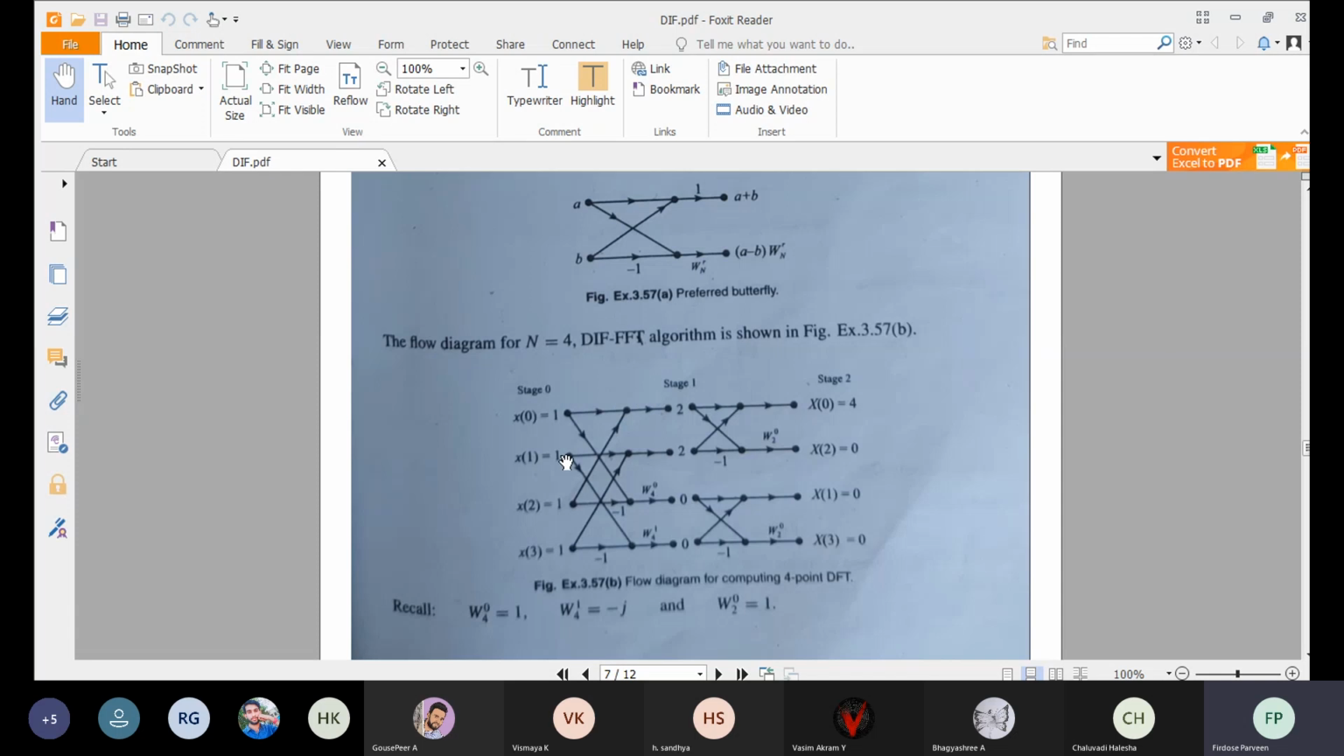4 point means we'll be using 4 lines like this. Now from x of 0, from this first line to the third line, I'll put a diagonal line like this. Now what is the formula? It is a plus b. So a plus b means 1 plus 1. What you will be getting? It is 2. Here it is W4 to the power of 0. Here it is W4 to the power of 1. So here a plus b means 1 plus 1, it is 2.